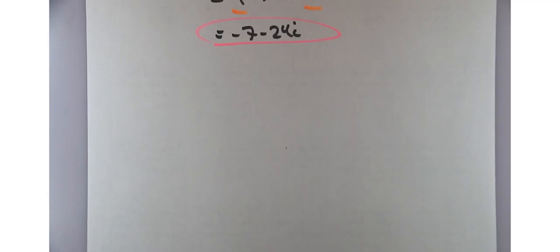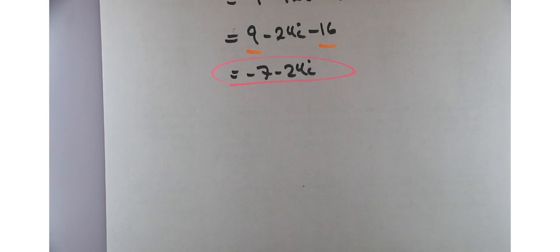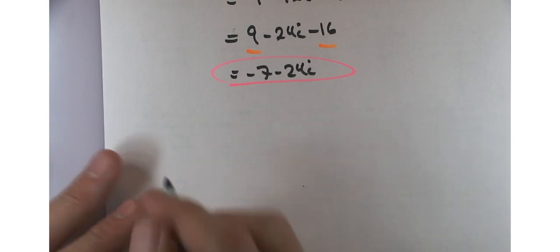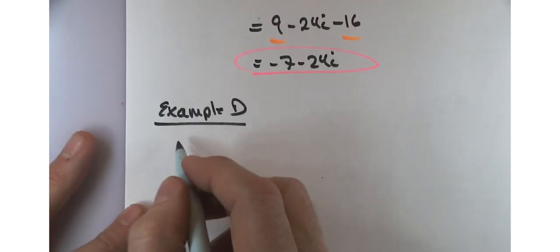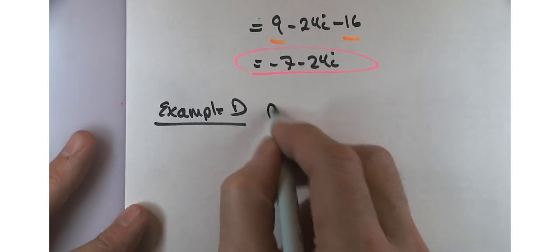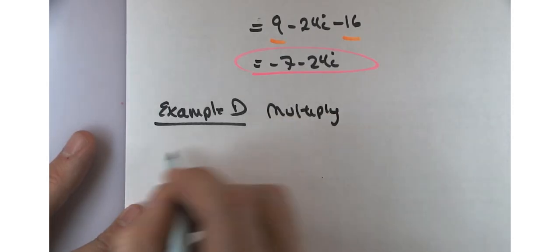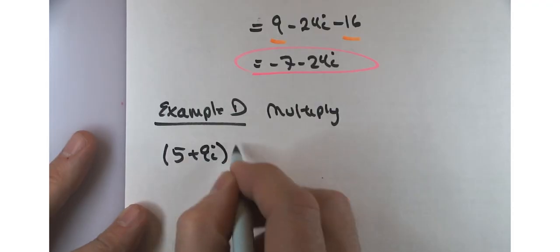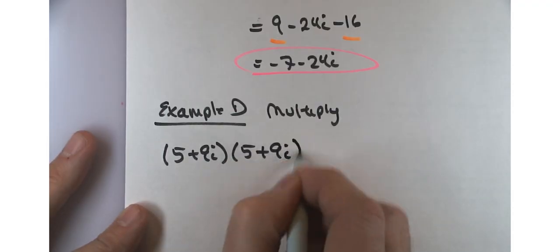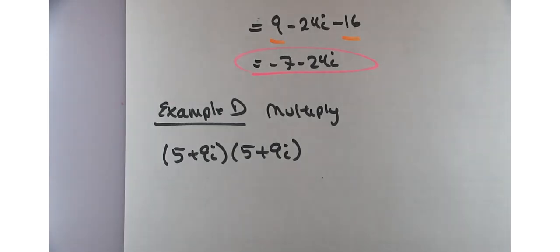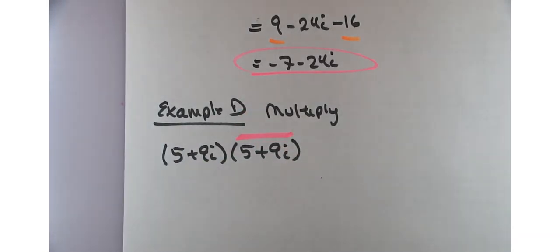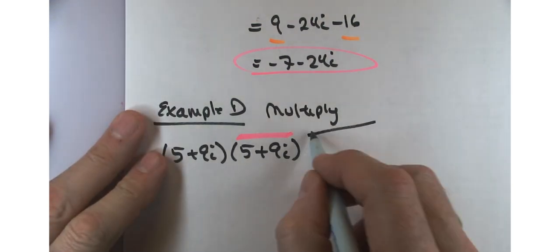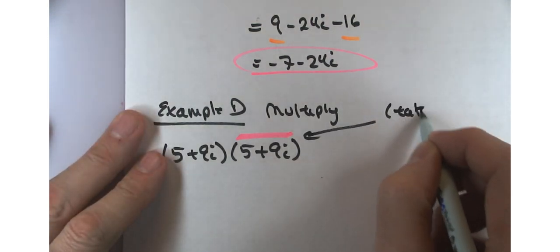Now I mentioned what a complex conjugate was, but let me actually give you the notation for that. So we'll call this example D. It's going to be multiply 5 plus 9i times 5 plus 9i, and let's put that conjugate in there. Let me do it nice and bold. That little line there means conjugate. Take the conjugate.